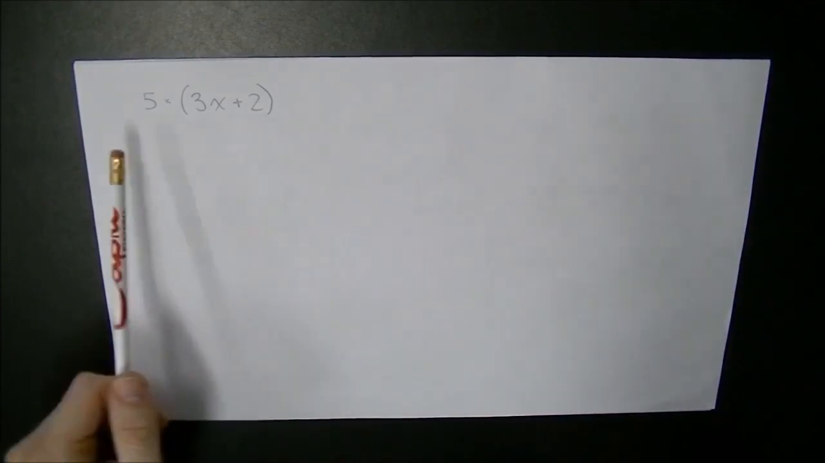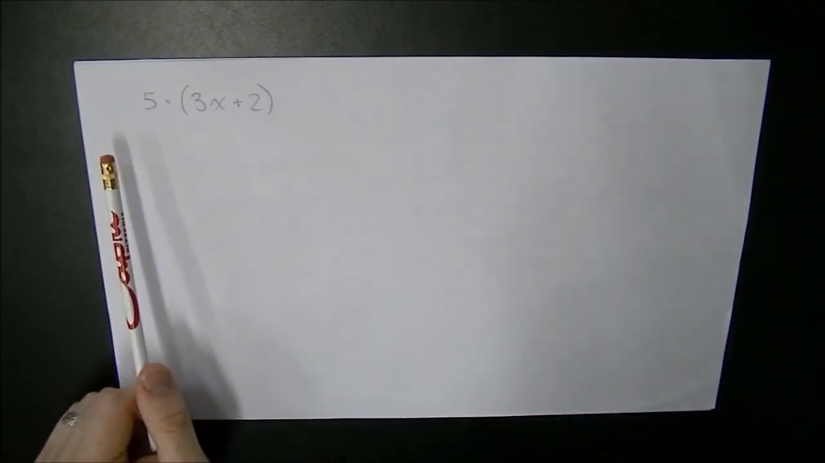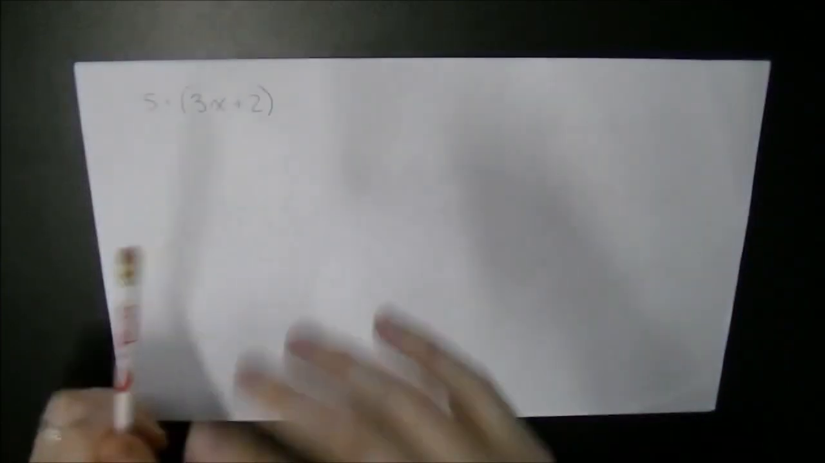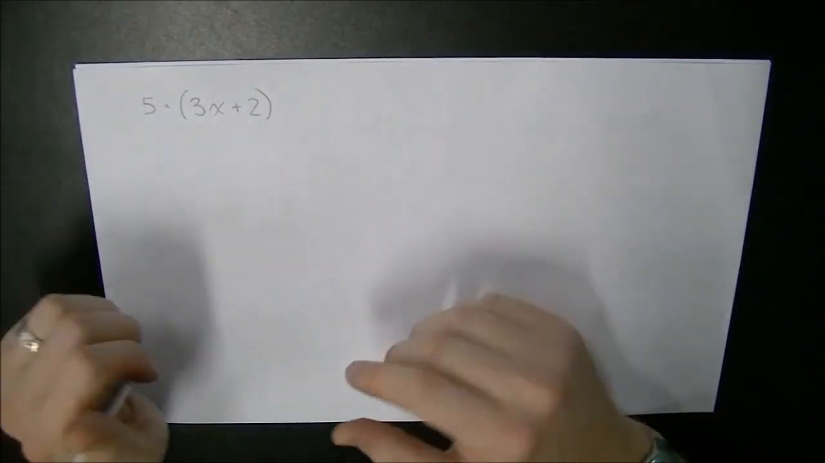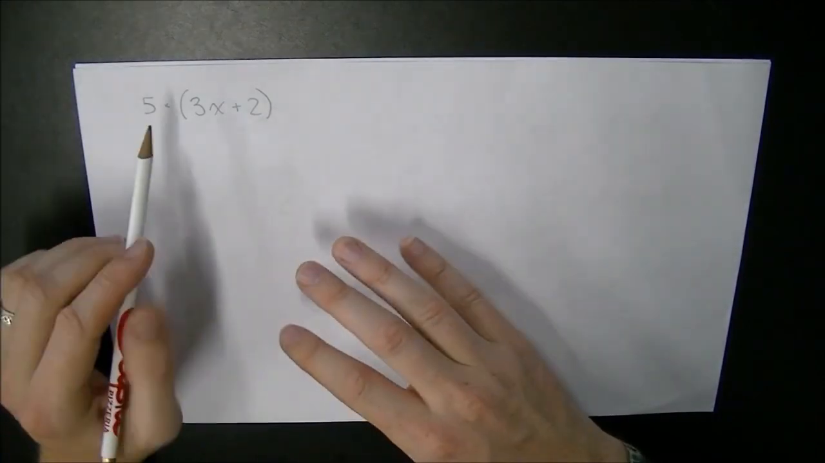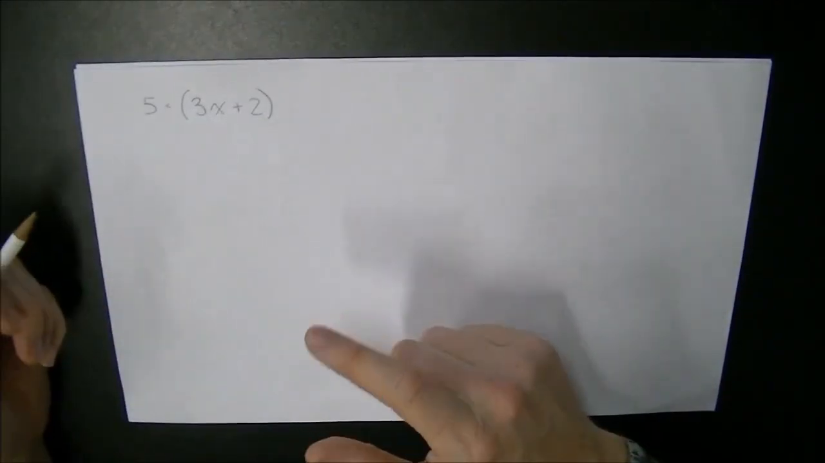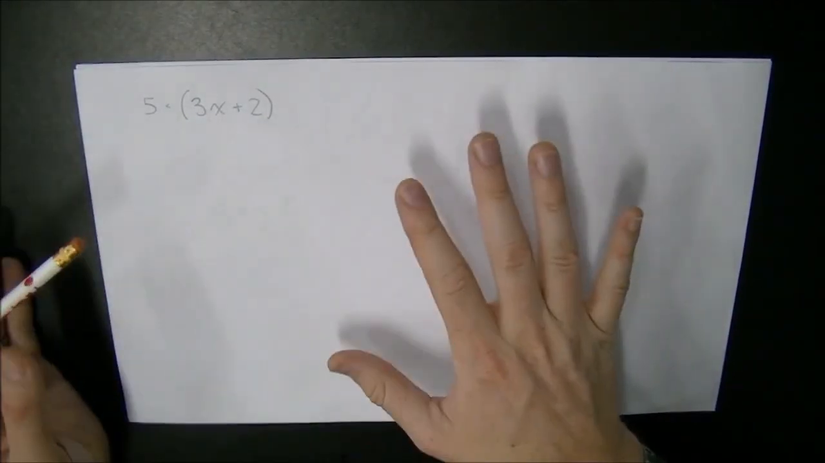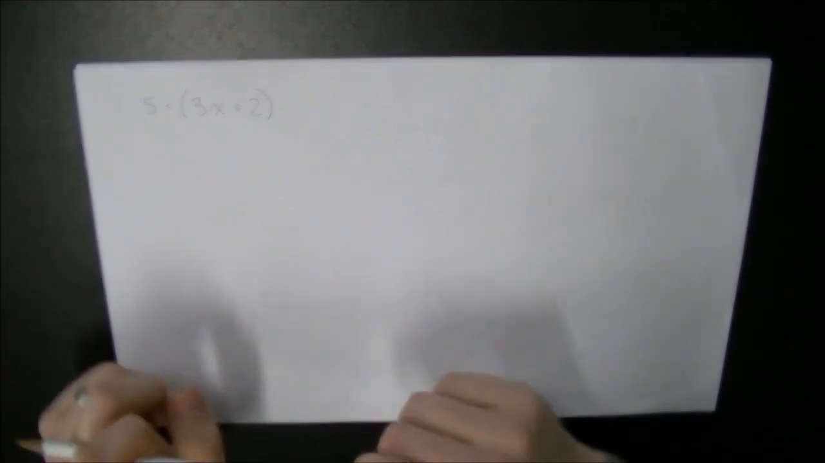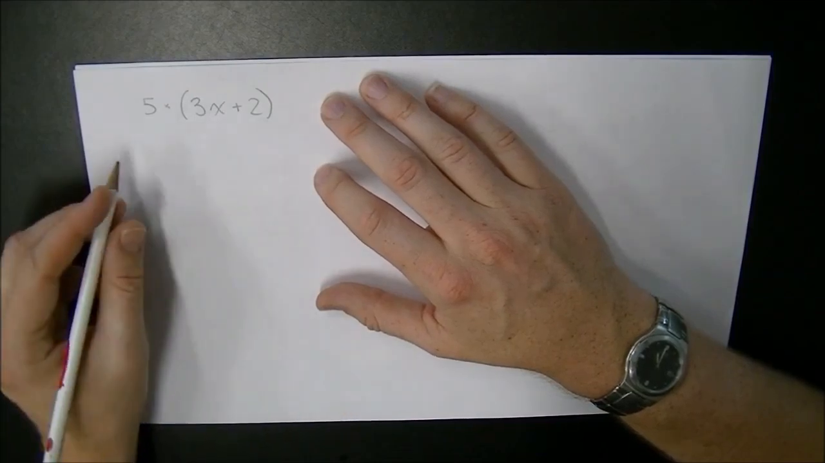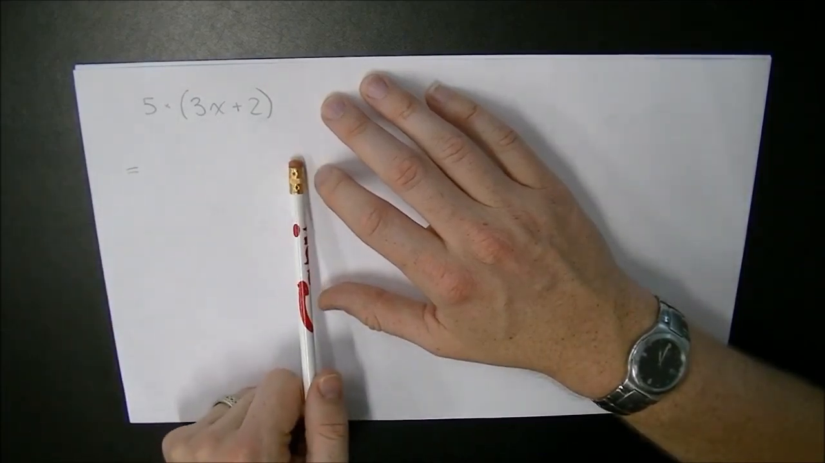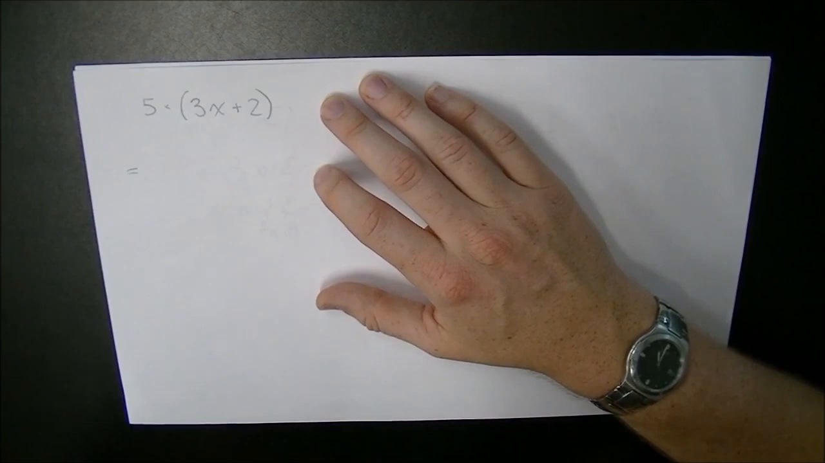Okay, so here we have what's called an algebraic expression. It's not an equation because there's no equal sign, it's just an expression. This is some bit of math, basically. What I want to do is simplify this, which in this context just means get rid of those brackets and say what this would be without brackets. So what I can do here is use the distributive law.